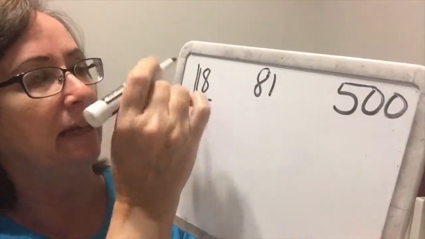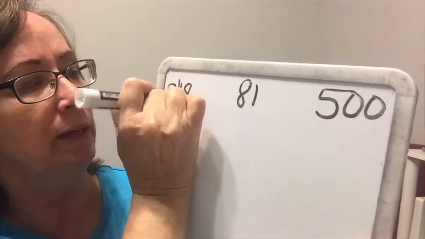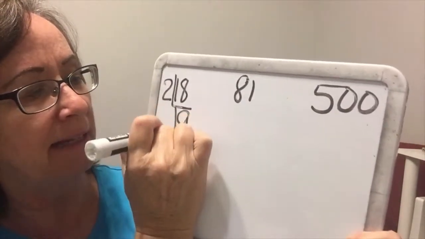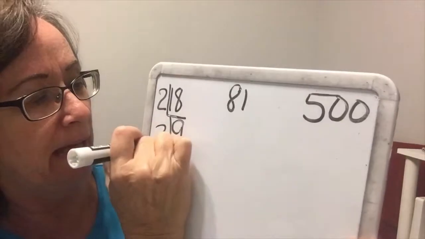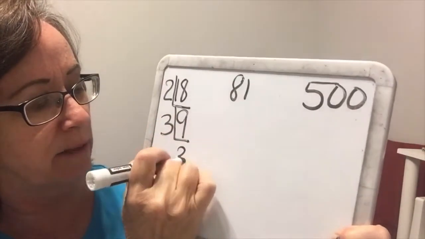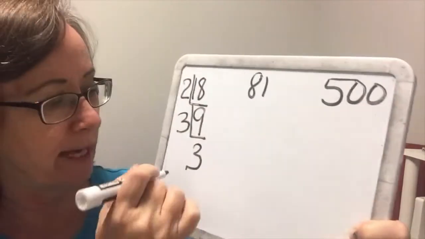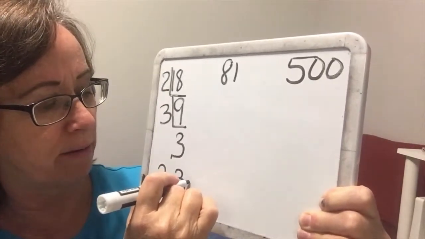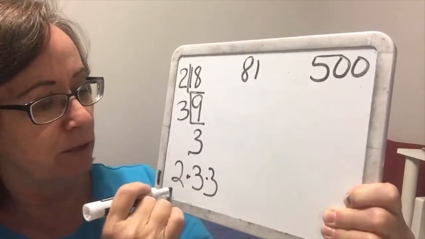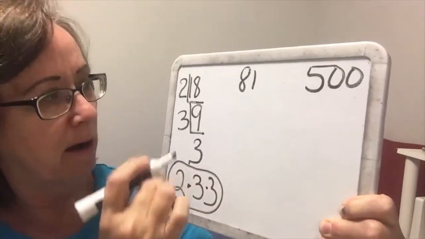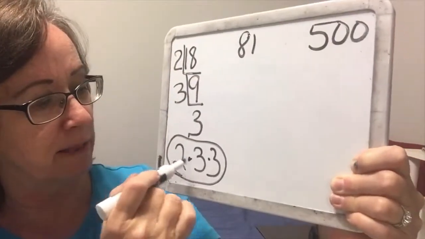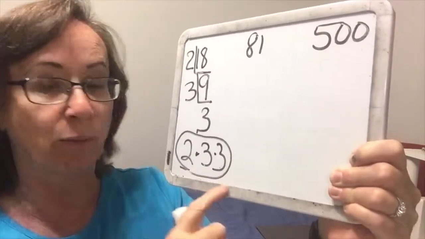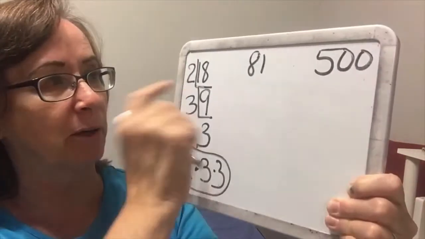So 18, we're going to divide by 2, and 2 into 18 leaves 9, and 9 is divisible by 3, and 3 into 9 is 3. So the factors of 18 are 2 times 3 times 3. Okay, so 2 times 3 are the factors. So let's check. 2 times 3 is 6. 6 times 3 is 18. So we have prime factored the number 18.